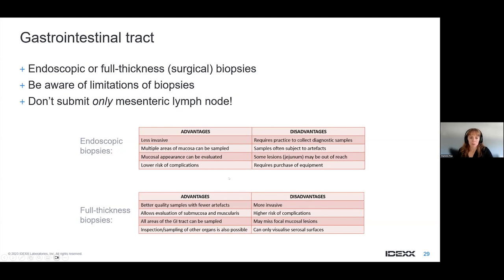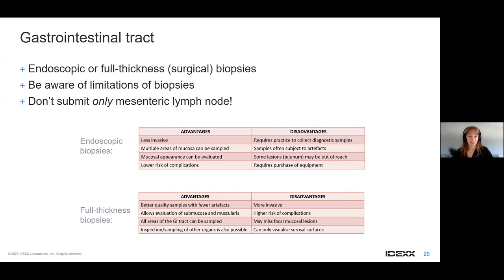So we will get some reports back where we give a diagnosis based on endoscopic biopsies, but we might still recommend doing full thickness biopsies later in the disease process if there is no resolution. The one thing that I would like to mention, because it does happen from time to time, if you do an XLab and you want to take full thickness biopsies, then the one thing that I would advise against is just to submit one biopsy of the mesenteric lymph node.